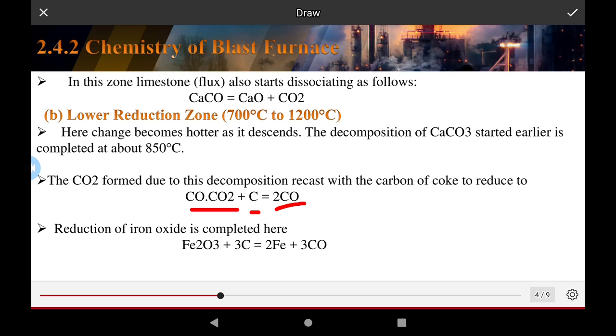Reduction of iron oxide is completed here. Fe2O3 plus 3C is equal to 2Fe plus 3CO.